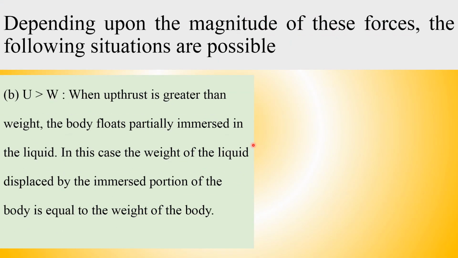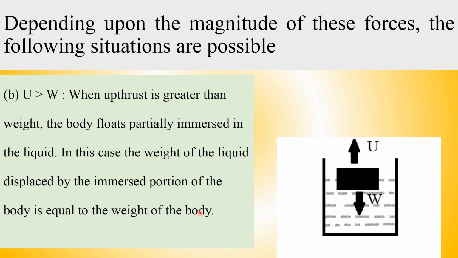Situation 2 is when the upthrust U is greater than W. That means the force which is upside is more. When upthrust is greater than weight, the body floats partially immersed in the liquid. In this case, the weight of the liquid displaced by the immersed portion of the body is equal to the weight of the body. Let us see the diagram.